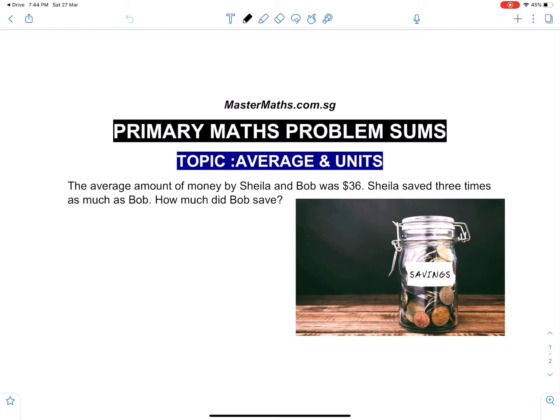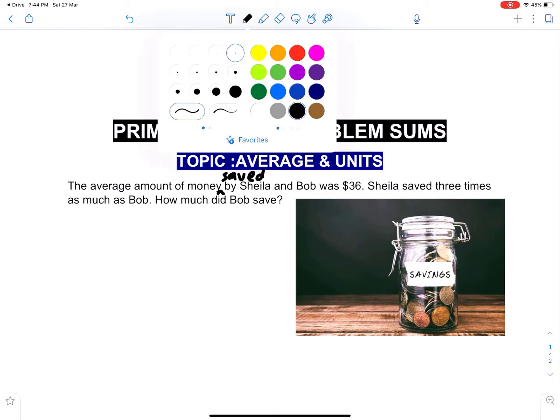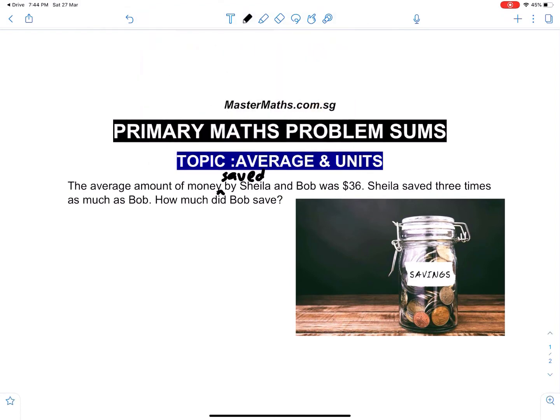Okay, let's discuss. The average amount of money saved by Sheila and Bob was $36. Okay, there should be a word saved here. Okay, so Sheila saved 3 times as much as Bob. How much did Bob save?